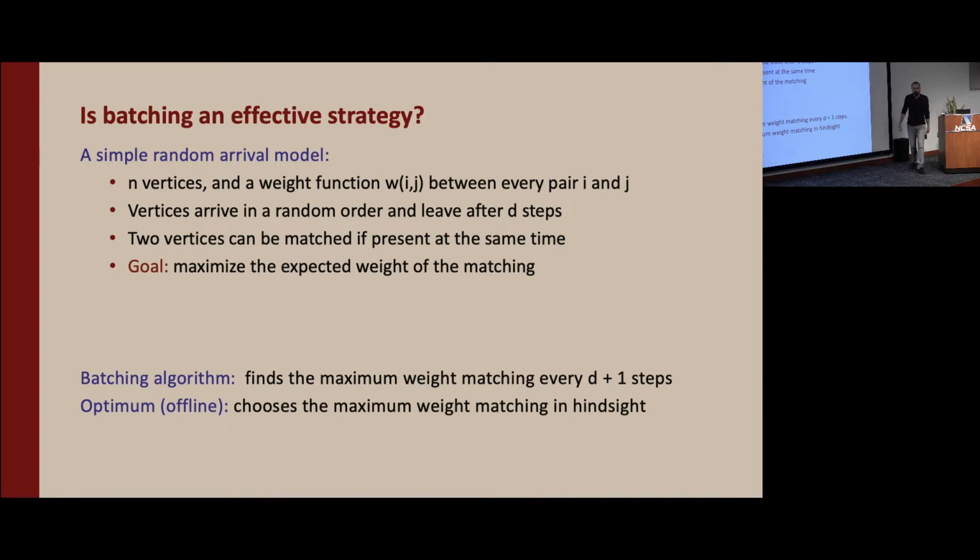Yes? So if a vertex remains unmatched in one batch, can it go to the second batch? Well, the vertices stay in the system for only d steps. So when you go to the next batch, this vertex is gone. No, but imagine at the end of one batch and the beginning of the next batch. Yeah, but you do the matching decision at the end of every batch.